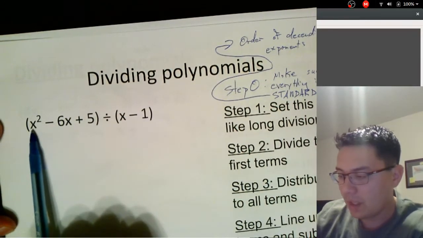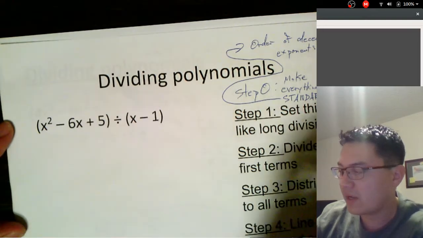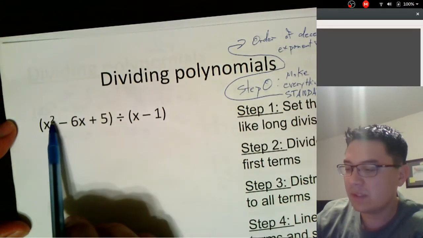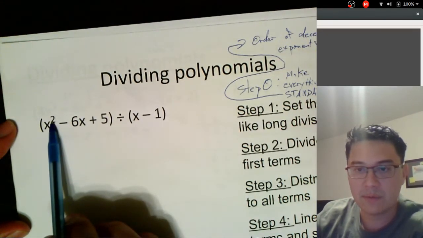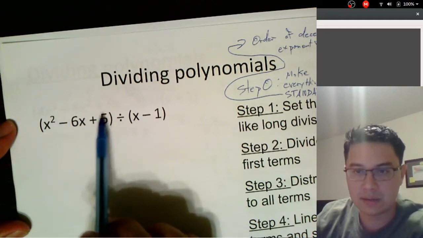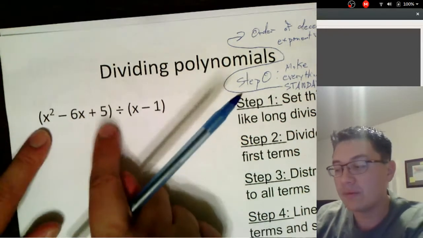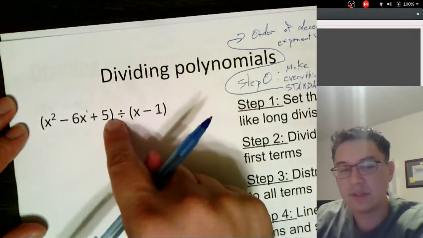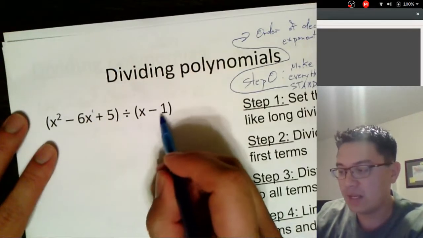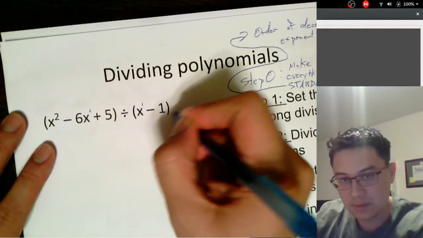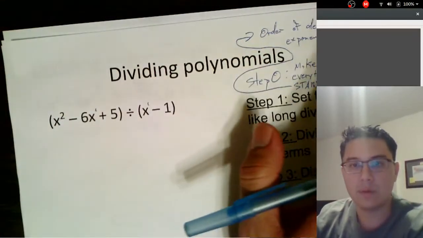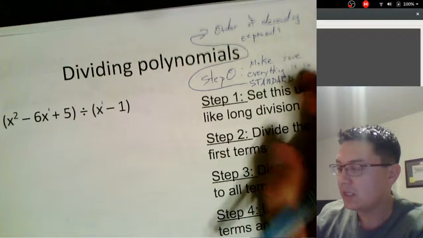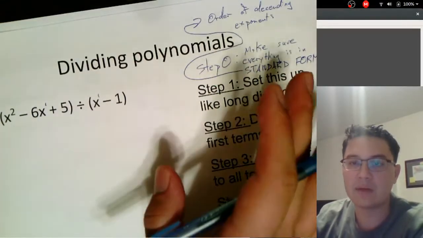So here we have x squared minus 6x plus 5, order of descending exponents. So we want to look at the exponents. You want the largest exponent first, then the next largest, then the next largest, so on and so forth, for any given polynomial. So here we start with a 2, and then there's a 1, and then there's a 0 here. So that one's good. x minus 1, there's a 1, and then there's a 0 here. So yes, good. Order of descending exponents is good. So we have both polynomials in standard form.